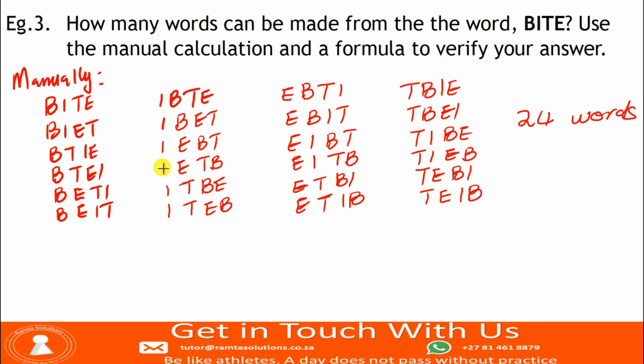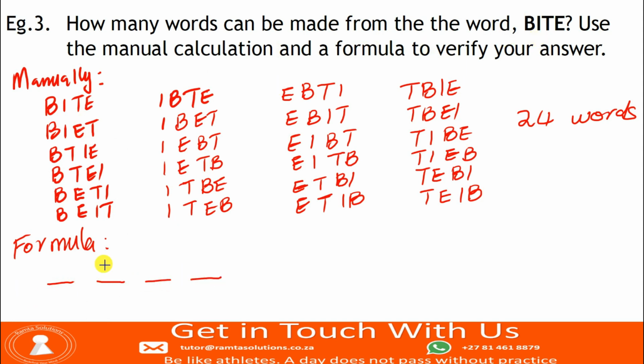Okay. Now, let's then look at using a formula. When we use a formula, this is an introduction to what you will term factorial notation. This is a 4-letter word. So check this out. 4-letter word. This is 1, 2, 3, 4.